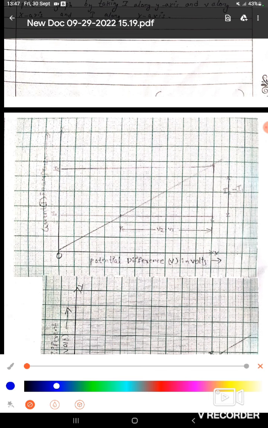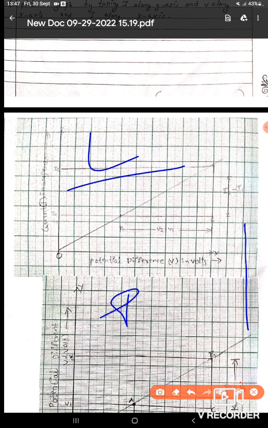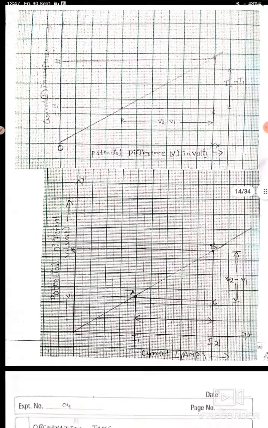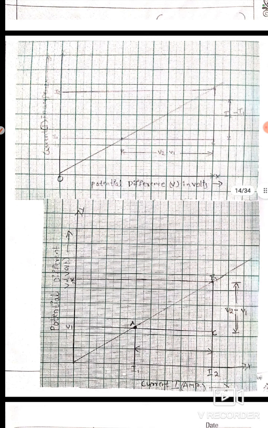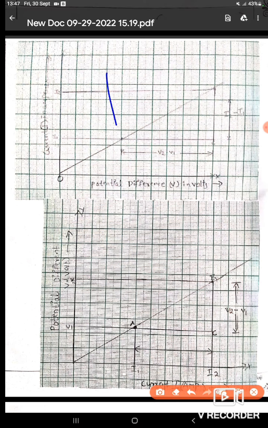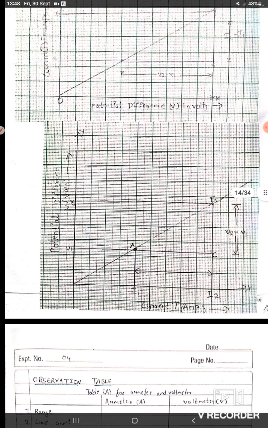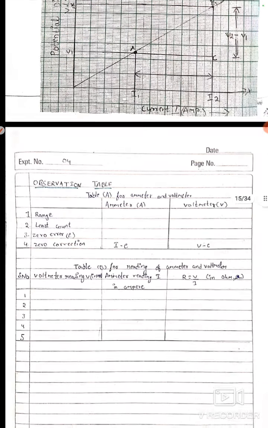This one is in landscape way, and this is now in portrait way. So pasting like this is not fine. You should use two graph papers: attach one graph paper, then take a second graph paper and attach it here. Then it's fine. Otherwise you can draw it at the end of your record also.